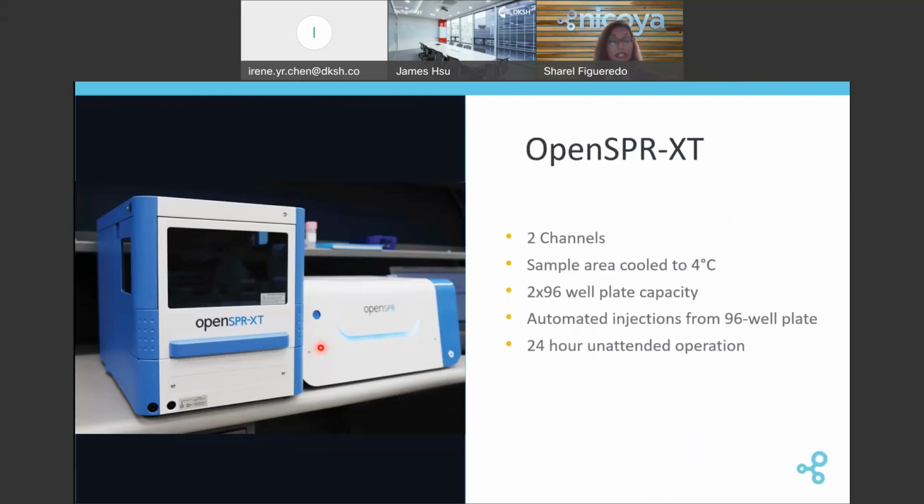To allow for automation or high sample size, we've got an autosampler that's fitted with the Open SPR instrument. This is the same two-channel Open SPR instrument. The autosampler can hold two 96-well plates, and the sample area is cooled to 4 degrees centigrade. The autosampler allows for automated injections from these 96-well plates into the Open SPR and then conducts the SPR analysis in an unattended operation for about 24 hours.